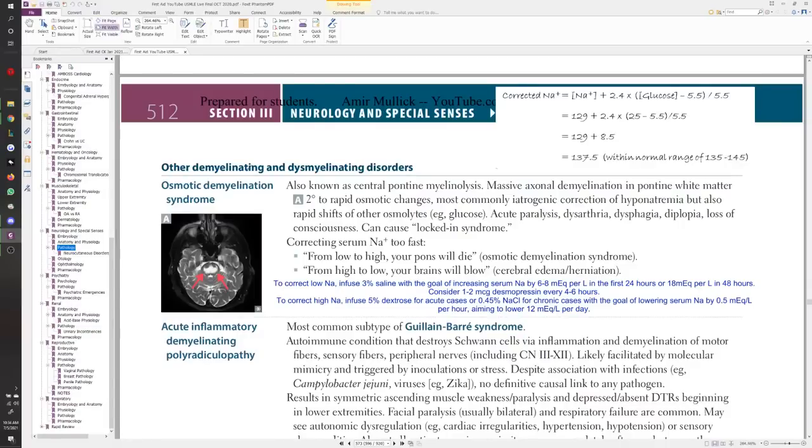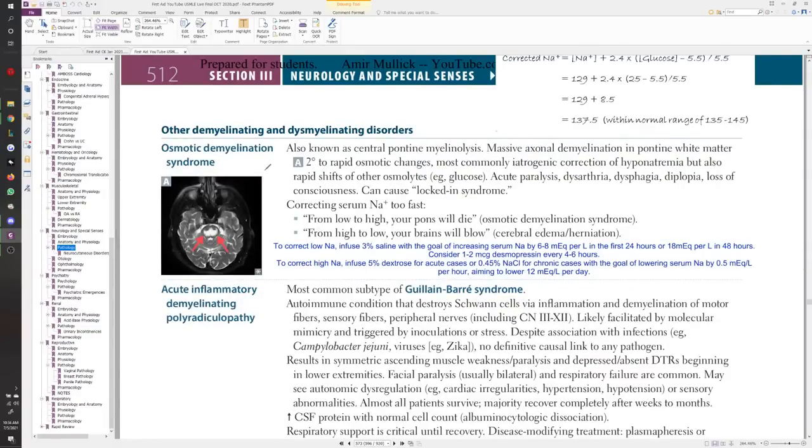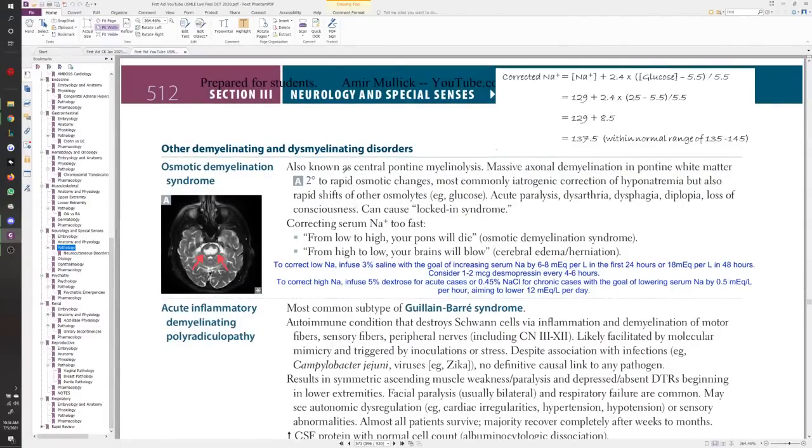Right here. Okay. So osmotic demyelination syndrome, right? This was also previously known as central pontine myelinolysis, massive axonal demyelination in the pontine white matter secondary to rapid osmotic changes, most commonly iatrogenic correction of hyponatremia, but also due to rapid shifts of other osmolytes like glucose. Acute paralysis, dysarthria, dysphagia, diplopia, loss of consciousness, and many other things, including locked-in syndrome, are things that can occur if you don't correct the sodium slowly.